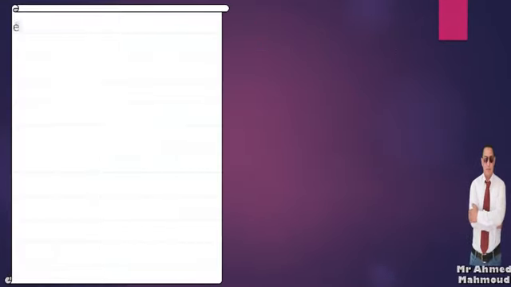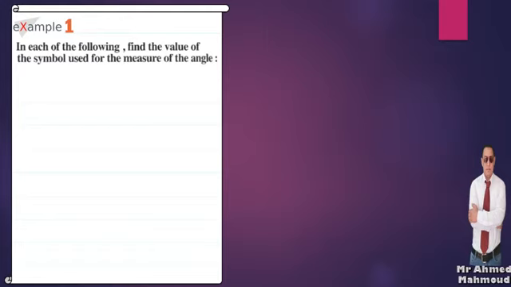Number one. Here we have, in each of the following, find the value of the symbol used for the measure of the angle. Number one, here we have the double dash and double dash. That means those two sides are equal, or those two sides are the legs of the triangle. Then angle x and 50 are the base angles, then they are equal in measure, then x equals 50 degrees.